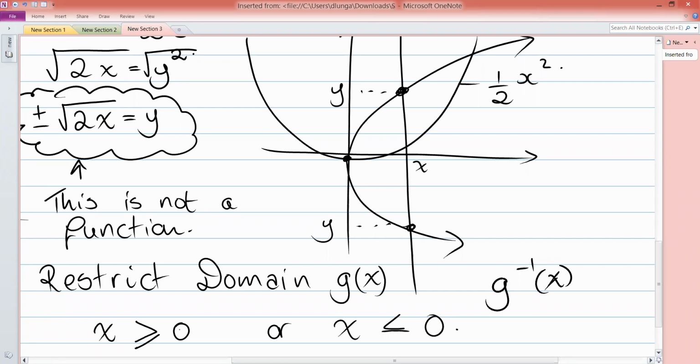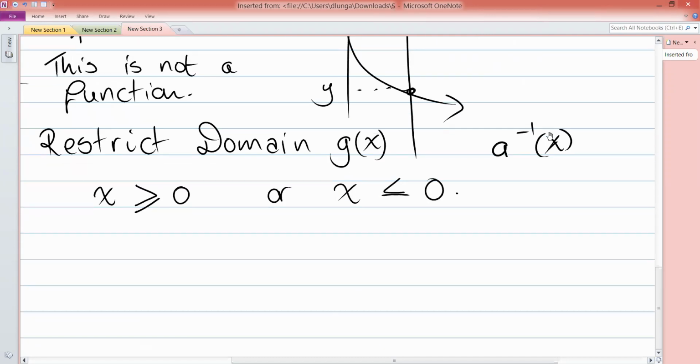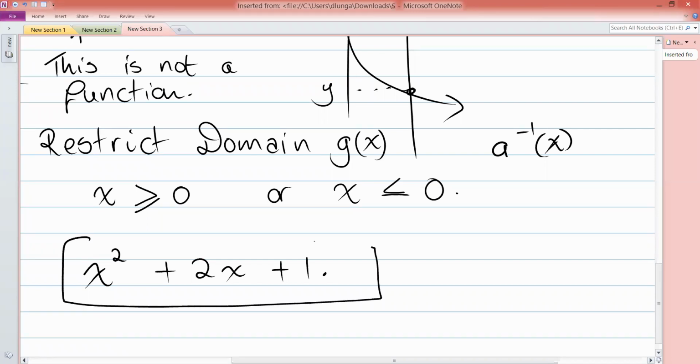Now, if it didn't have the turning point at 0, let's take x squared plus 2x plus 1. This graph here, remember it's also a parabola.